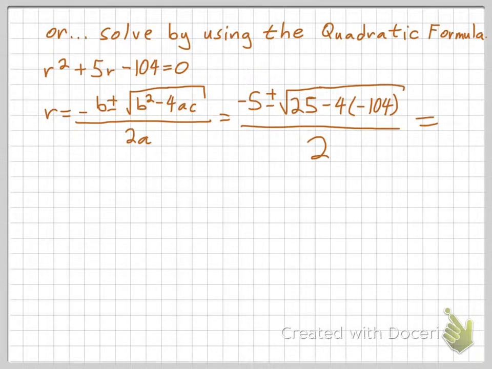So plug those in, and I get the opposite of b, or the opposite of positive 5, which is negative 5, plus or minus b squared, which is the 5 squared, or 25, minus 4ac. A is 1 and c is negative 104. 1 times negative 104 is negative 104, all over 2a, or 2 times 1, which is 2. Okay, so that's where you get those numbers from.